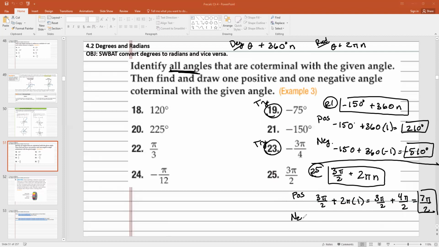And then negative, do the same thing, but with a negative 1, plus 2 pi times negative 1. So we have 3 pi over 2 minus 4 pi over 2, which is 3 minus 4, negative 1 pi over 2. And don't add the denominators. There you go. Negative pi over 2. And that's it.